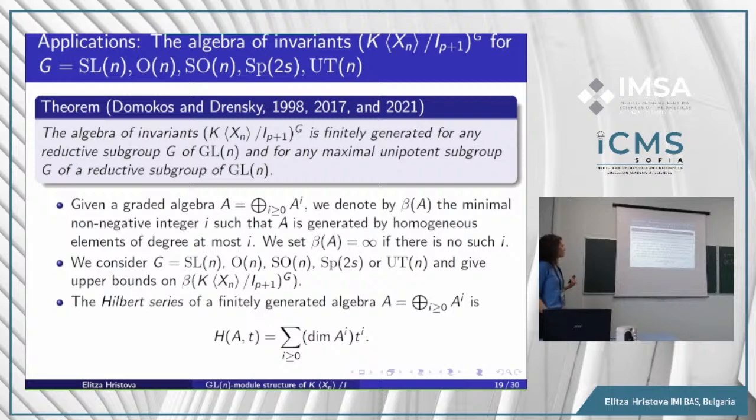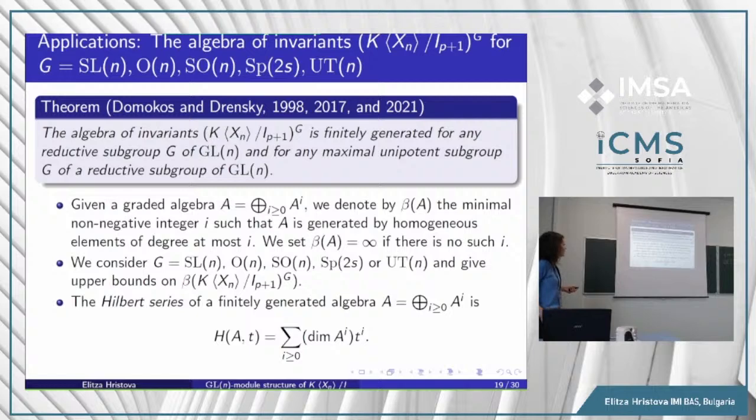Okay, and what we want to do in our talk, as an application of the previous result, is to take G to be one of these groups. The first four of them are reductive. And the last one is the group of upper triangular matrices with ones on the diagonal, so this is a maximal unipotent subgroup of GL_N. And for these groups, since we know that the algebra of invariants is finitely generated, we would like to give upper bounds on the degrees of generators.